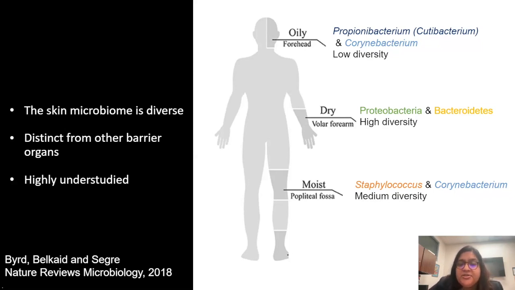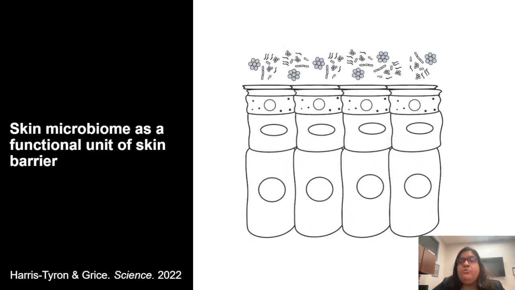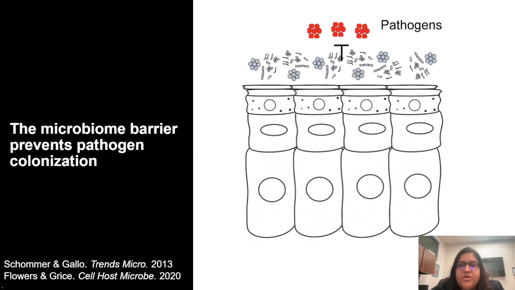But what is critical is also that although the last decade of skin microbiome research has really focused on elucidating the composition of the skin microbiome, it is an extremely understudied microbiome in terms of its functional contributions. But what we do recognize now is that the skin microbiome is a functional unit of the skin barrier function. So, in its most primitive form, the skin microbiome basically fills these ecological niches which prevent pathogen colonization.